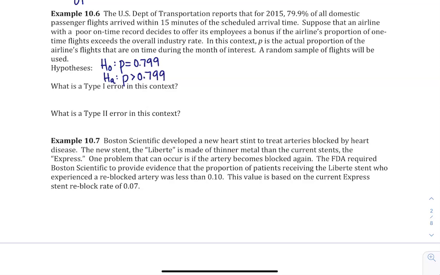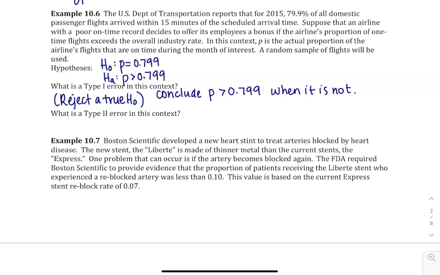So what would our type 1 error be? Well, this is where you would reject the null, going for the alternative, but the alternative was false. I always start with thinking about what you conclude. So here you are rejecting a true null. Basically you conclude that the proportion is greater than 0.799 when it's not. So what are the consequences of that? You give everybody a bonus, but they really didn't deserve it. It looked like they were on time, but they really weren't, so they shouldn't have gotten that bonus.